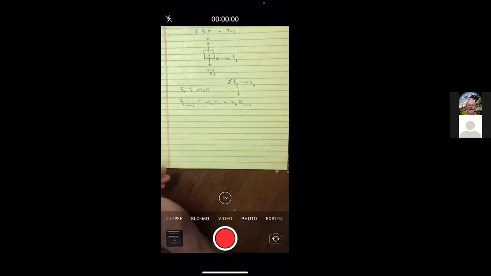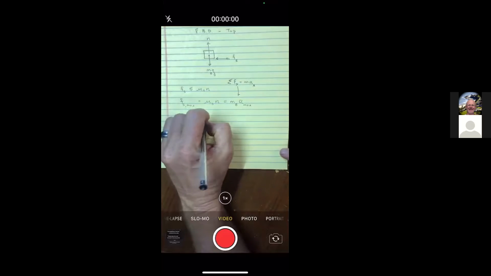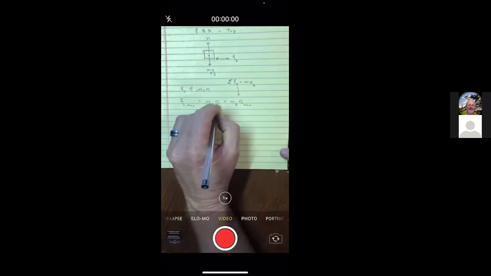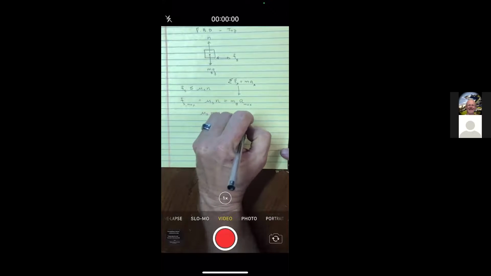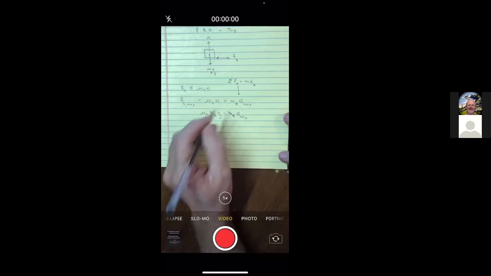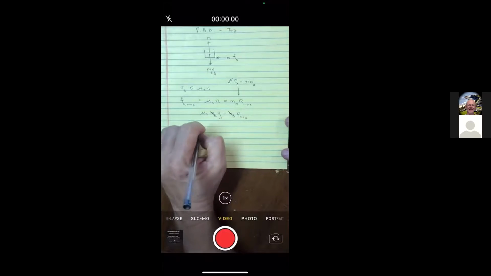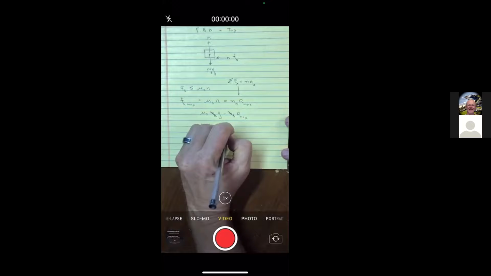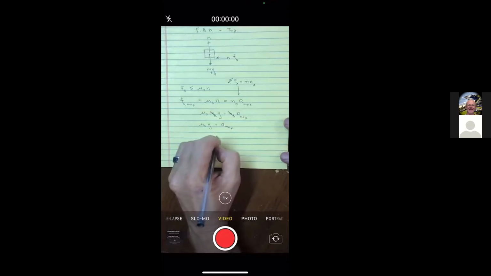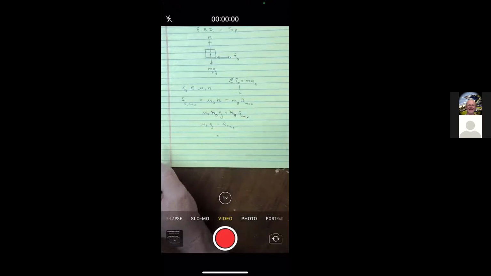In fact, you got me curious. Maybe I'm going to keep going here. If I were to put mu s and then put in the normal force, which would be mass of block B times g, and then divide by mass of block B, this would be the maximum acceleration. The mass of block B drops off, and then this gives us a number.